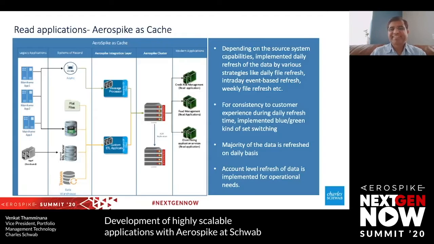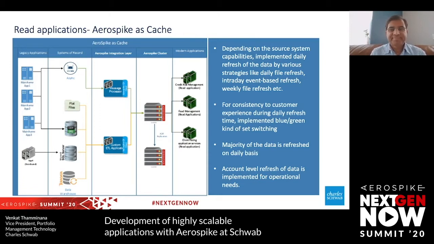I'll move on to the next slide. So this is, we first targeted read applications, Aerospike as cache. So what we meant here is legacy, the leftmost corner, this is where the legacy applications were. They were handling both the read request as well as write request.